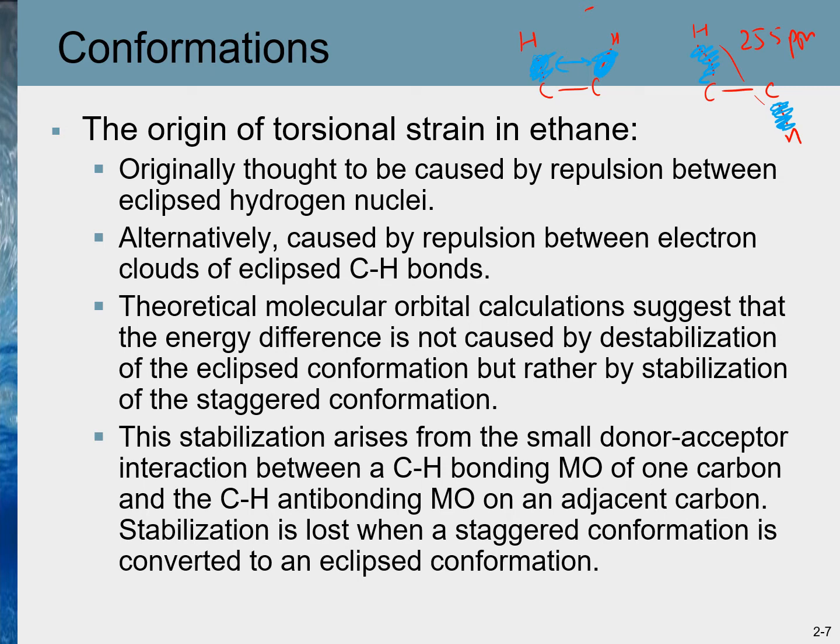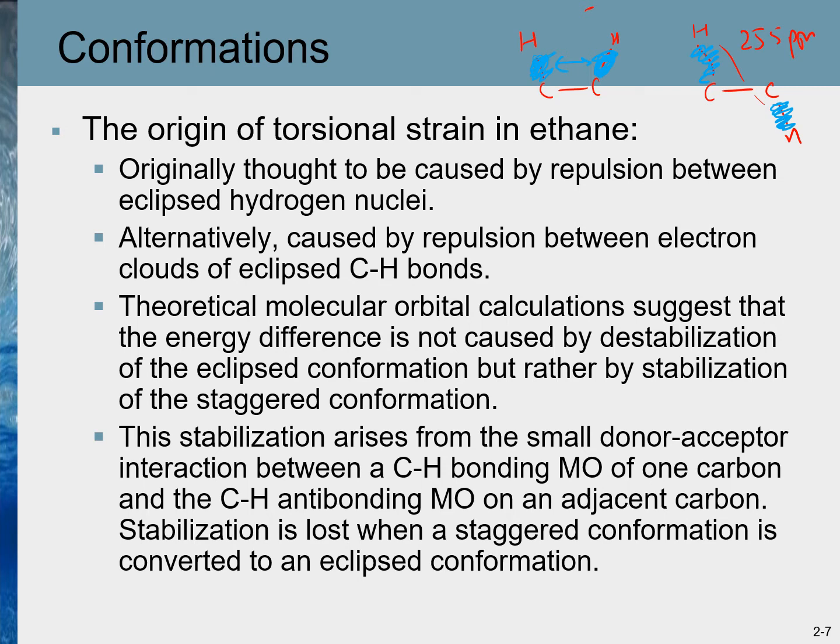This stabilization of the staggered conformation arises because of a small donor-acceptor interaction. The meaning of donor-acceptor interaction is donation of electron density from a filled orbital into an empty acceptor orbital. This interaction occurs between a filled carbon-hydrogen bonding molecular orbital of one carbon and an empty carbon-hydrogen antibonding molecular orbital on the adjacent carbon with which it is aligned. And this donation is only possible when the molecule is in staggered conformation.